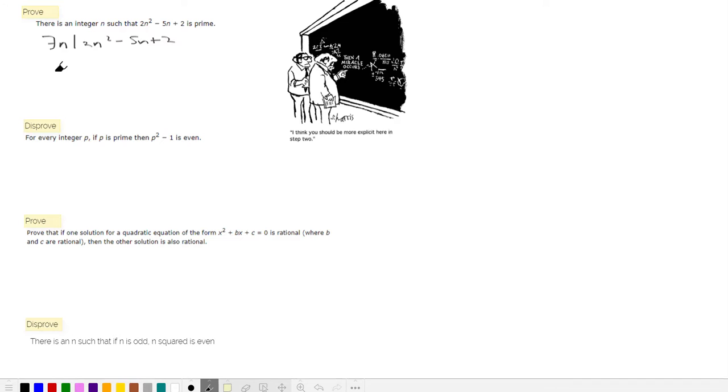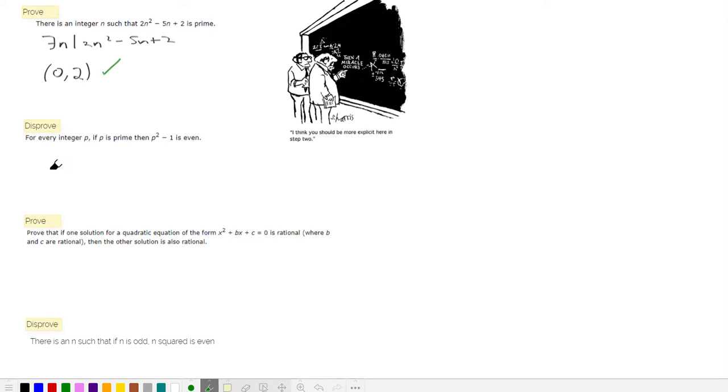So let me just, it says an integer, so I can start with n equals 0. Let's try 0. If I plug in 0, I love things that multiply by 0 because it's always 0. 2 times 0 is 0, 5 times 0 is 0. So 2n squared minus 5n plus 2 is equal to 2, sorry, for n equal to 0. Okay, is 2 prime? 2 is prime. Okay, so 2 is prime, 0 is an integer, so I found a domain and codomain that makes this example true. So I've proven that there is such a thing. All we needed was one example. We have one example. Done.